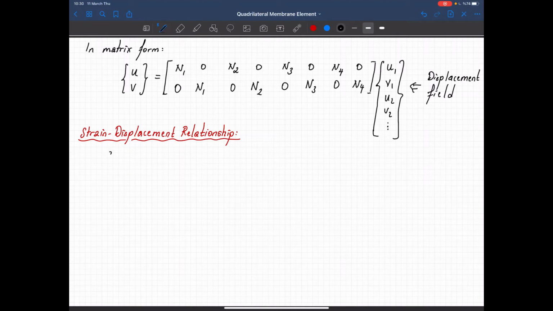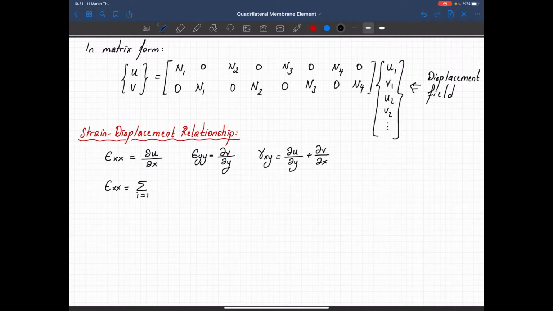So let's remember first, epsilon xx is equal to del u over del x. Epsilon yy is equal to del v over del y. And gamma xy is equal to del u over del y plus del v over del x.